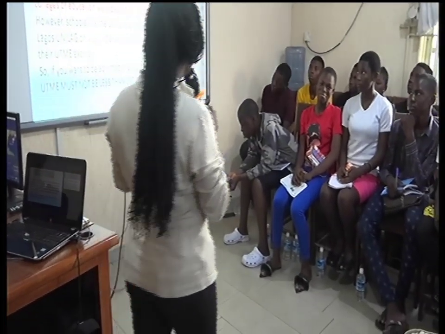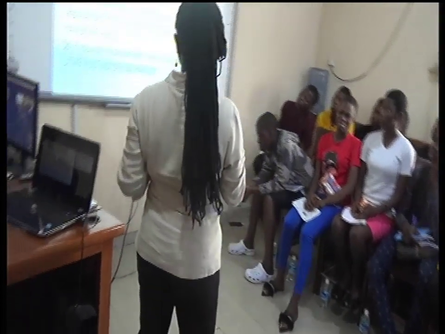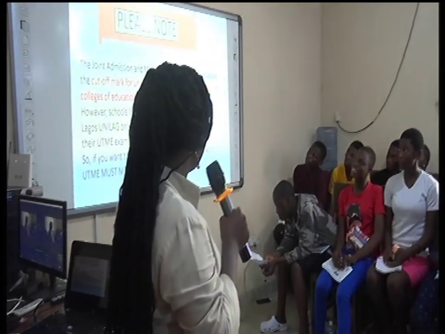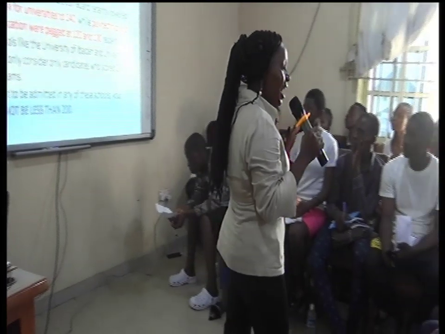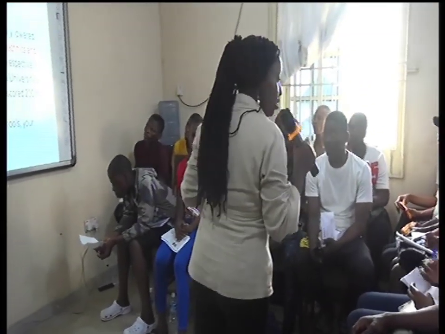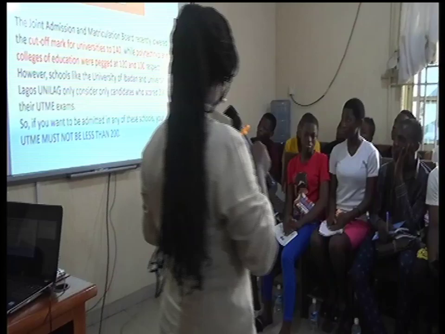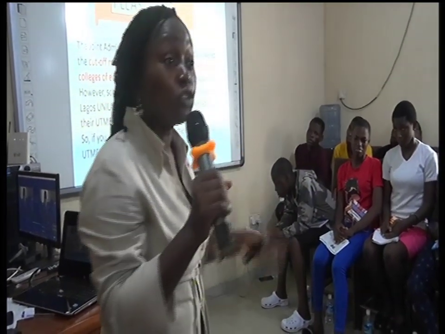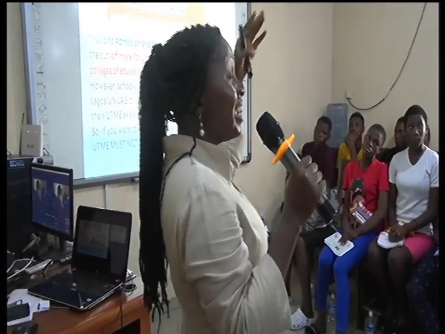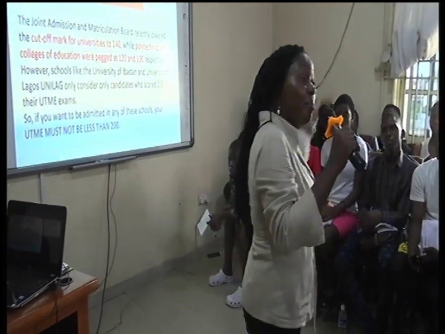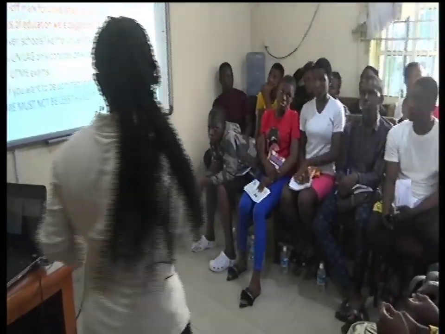Cut-off mark for universities is 140. College of Education, 120. Then IEIs, 90 and above. Do you understand? So please, you have to take advantage of all this. Choose first, second, third, and fourth choice. Don't leave any choice blank. You can make your first choice university. Your second choice, make sure you use it. Use your third choice, so that in case one does not give you, you can fall back on the other one. Okay?